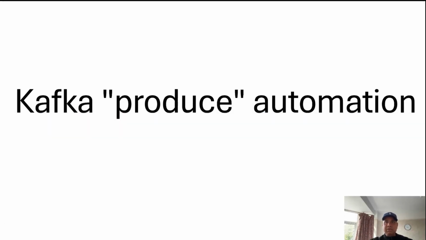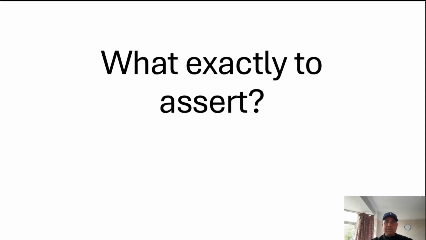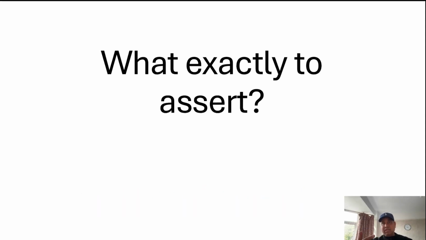In this video, we are going to see how to automate both, produce and consume eventually. But in this video, we are going to see the specific produce of the message and automate it. So we are going to cover what happens during our produce, what exactly to assert. Assert meaning here, what we are doing in manual validation, we can do as automated validation. So that is called assertion. We assert certain things, then the result is passed. If some of the assertion fails, the final result is fail.